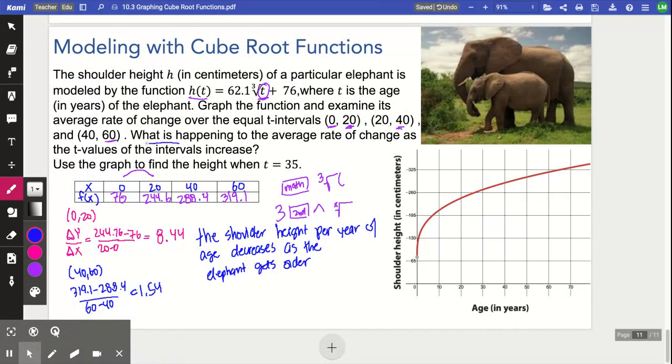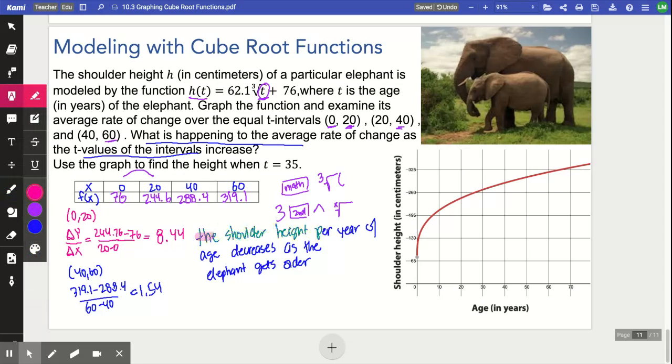All right, so what is happening to the average rate of change as the t-values increase? Let's use in the context of the problem. So what I wrote was, first of all, the shoulder height per year of age. That's what the rate of change represents. Now, in the context of the problem, the shoulder height per year of age decreases as the elephant gets older, because you could see the interval of 40 to 60 years old has a lower rate of change than the interval of the first 20 years of their life, okay? So the shoulder height per year of age decreases as the elephant gets older. Basically, they're growing less fast than they were when they were younger.